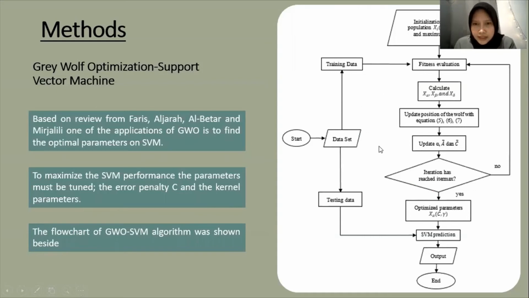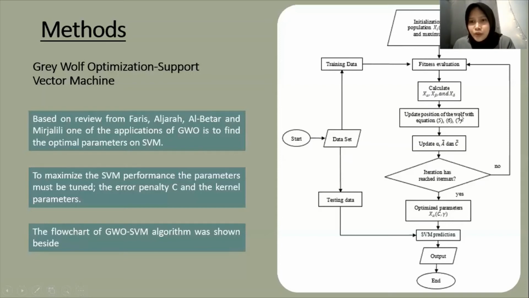First, we have the dataset. We split it into two: training data and testing data. With the training data, we are going to find the optimized parameters. But the first thing we have to do is initialize the gray wolf population, or number of search agents, and the maximum number of iterations. Then we calculate the fitness evaluation. In this study, I am using the value of accuracy as the fitness evaluation. And then we calculate X alpha, X beta, and X delta.